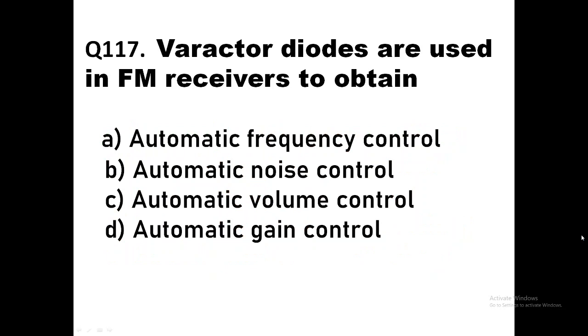Then we'll go to the next question, question number 117. Varactor diodes are used in FM receivers to obtain. Now, they are used in FM receivers, but to obtain what? Noise control, frequency control, volume control, gain control. It is automatic frequency control.